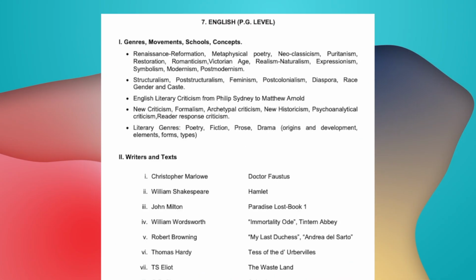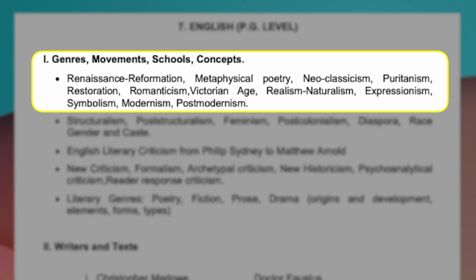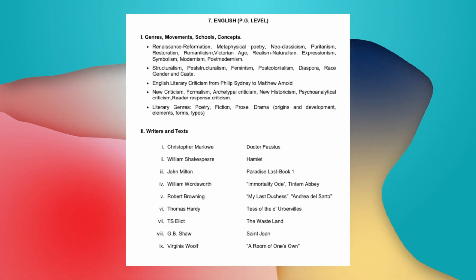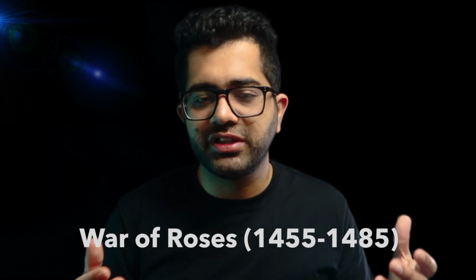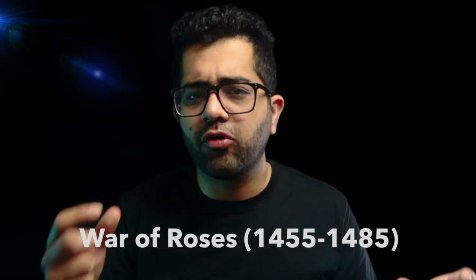Alright, so here is the syllabus for the JL exam. The very first unit is genres, movements, schools and concepts. Genre simply means British drama, poetry, short story, prose, etc. So they have mentioned here the age of Renaissance, Reformation, metaphysical poetry, so on and so forth. So the age of Renaissance in England, particularly in England, I'm not talking about France or Italy. In England, it began after, you can say, the War of the Roses that happened from 1455 to 1485.